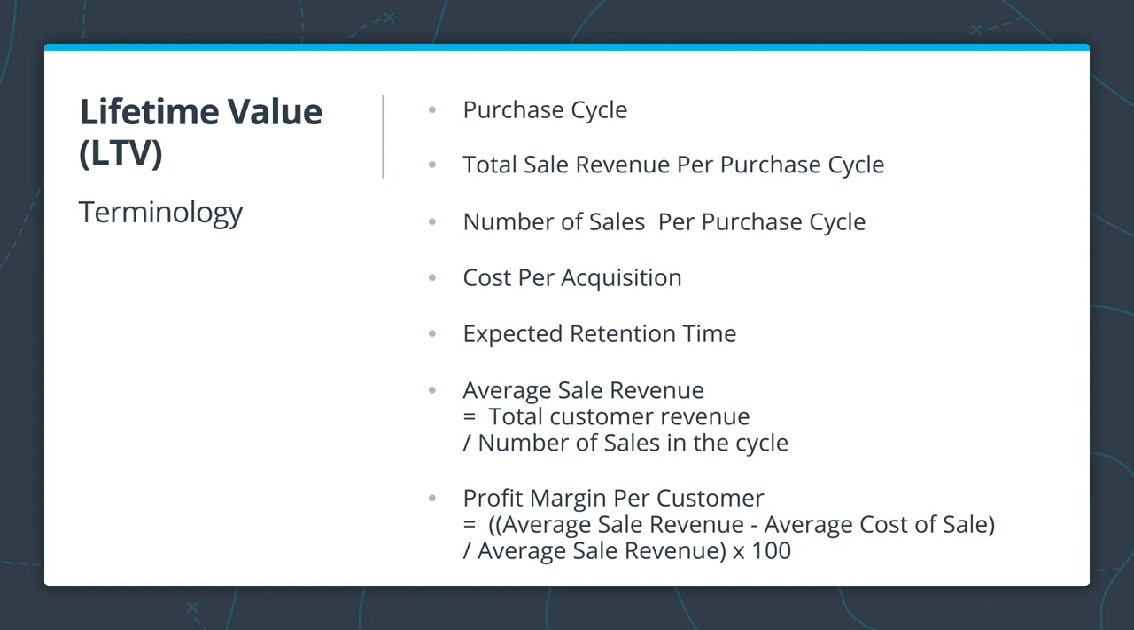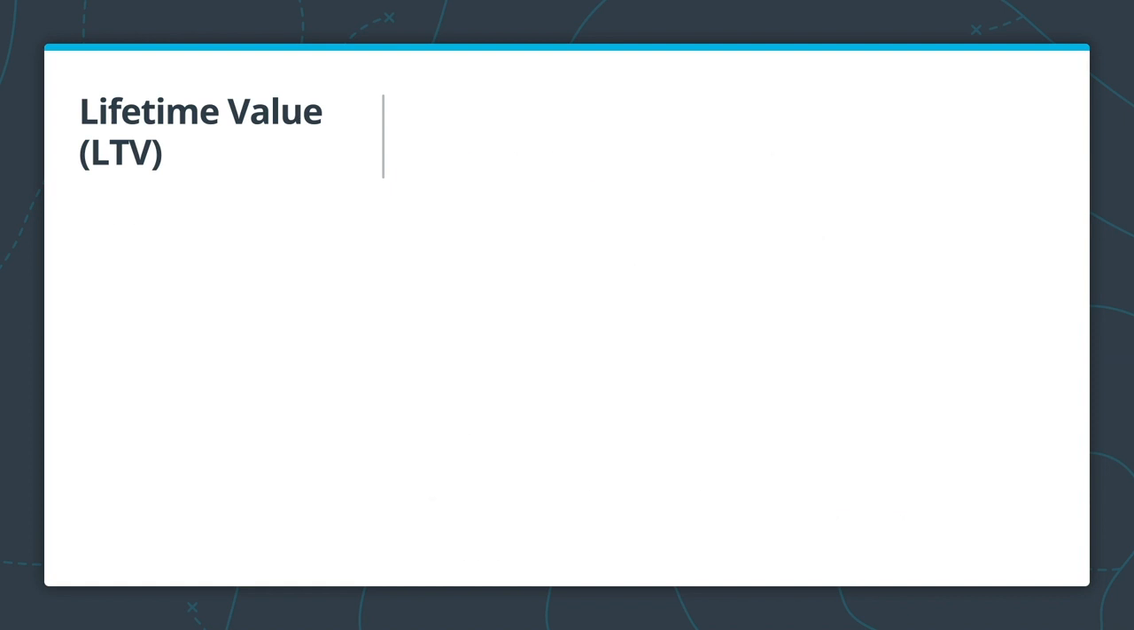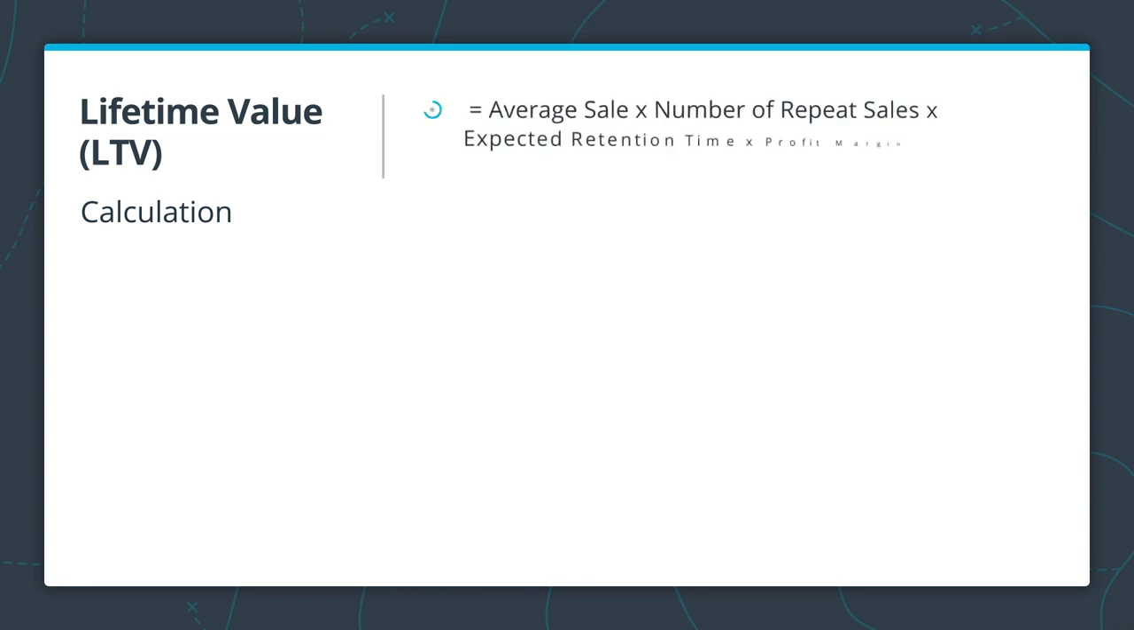Next, we have one last thing to do. Calculate the lifetime value. Lifetime value is the average sale times the number of repeated sales times the expected retention time times profit margin. Essentially, this is the net profit you can attribute to the customer over the length of their relationship with the company.